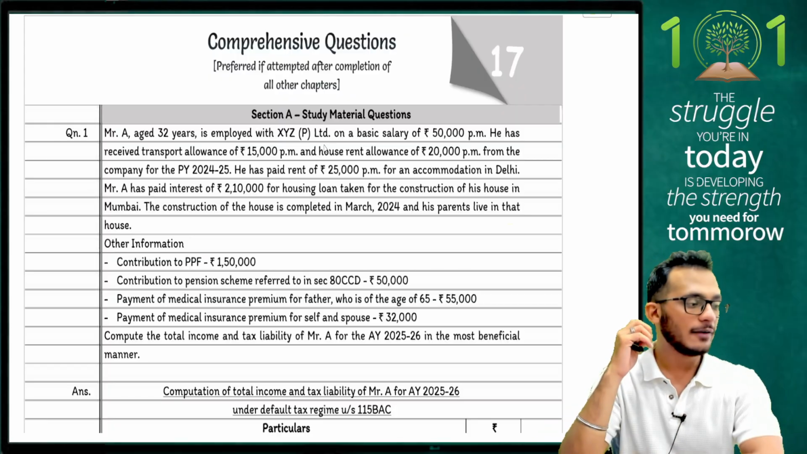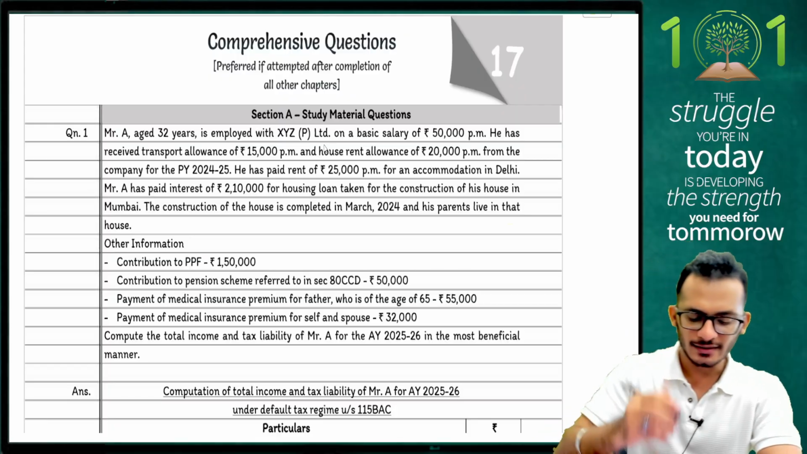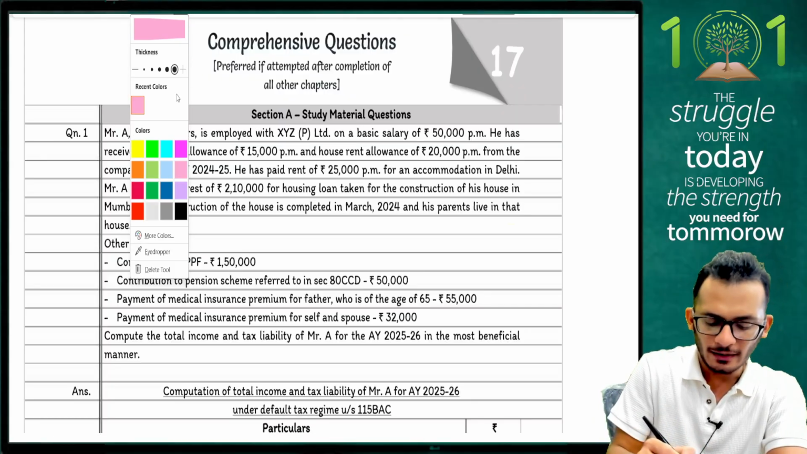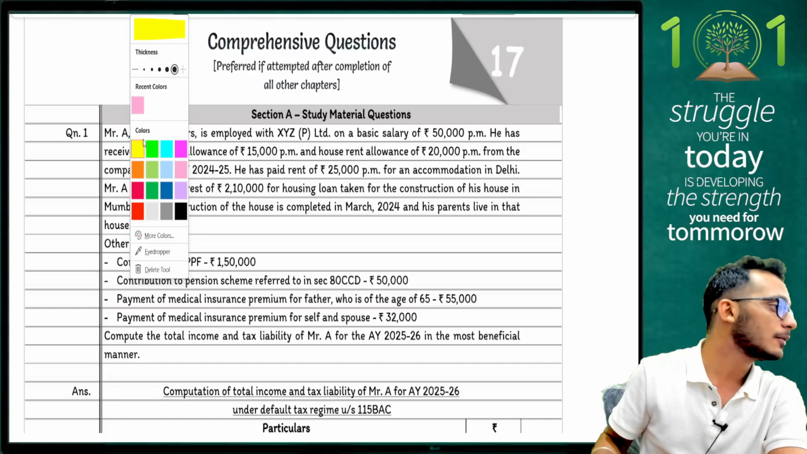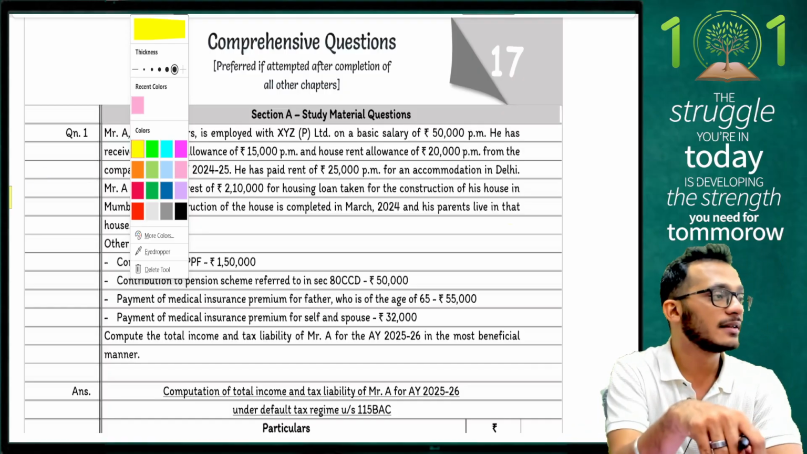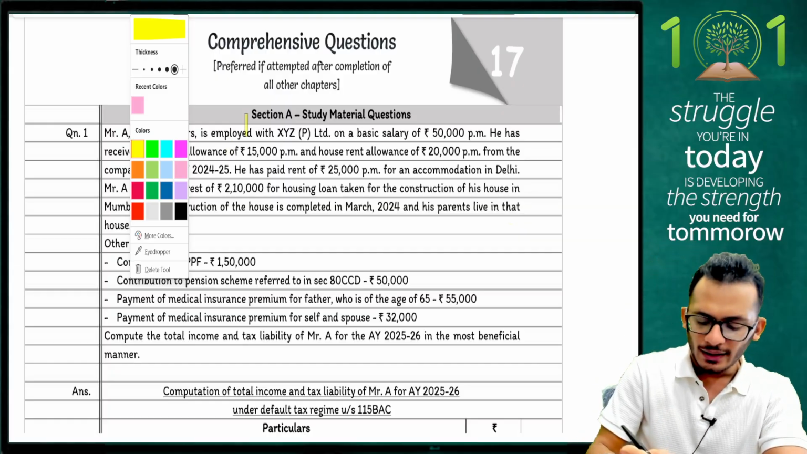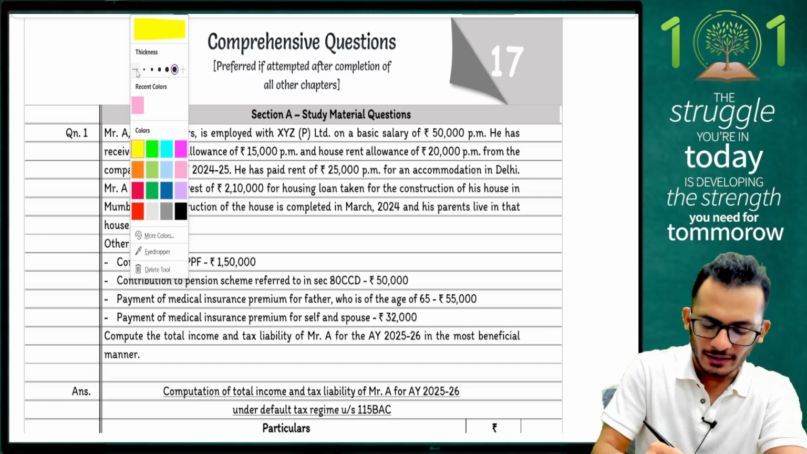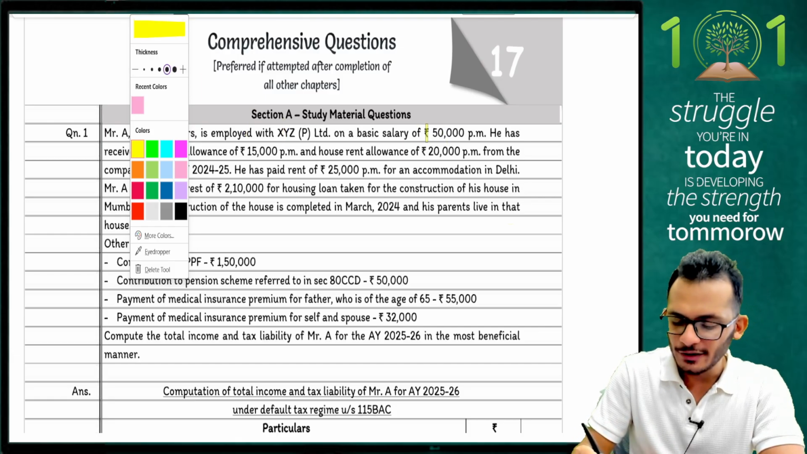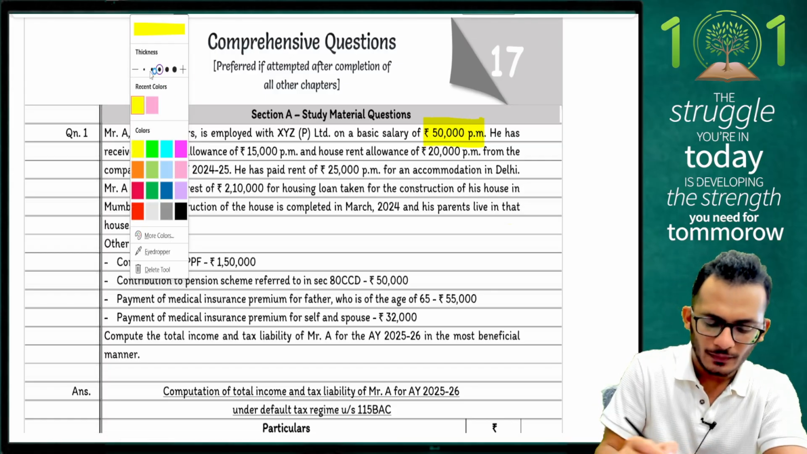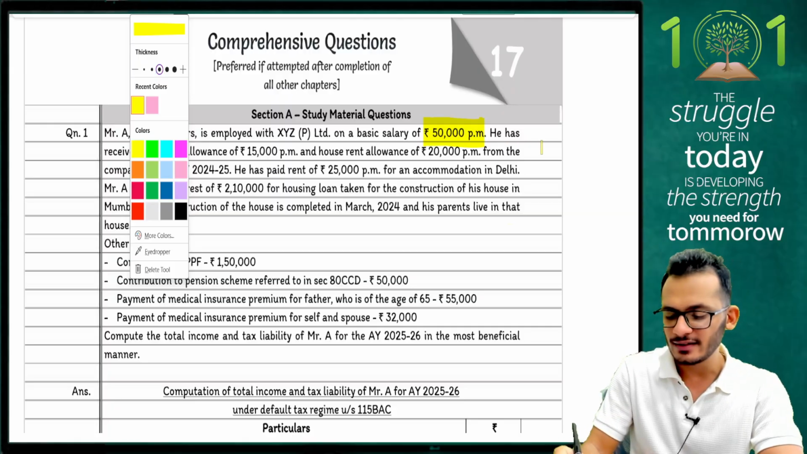Question says, I have Mr. A, aged 32 years. How do you read a question in exam, people? When you see the question, you try to start marking out a few things which are going to be relevant to you. First, I looked at the age as 32, which means I know he is a normal citizen. Nothing makes a difference to me. He is going to be employed with XYZ Private Limited, and this person is going to draw a basic salary of rupees 50,000 per month, which means I know this is going to be taxed under the salaries chapter.